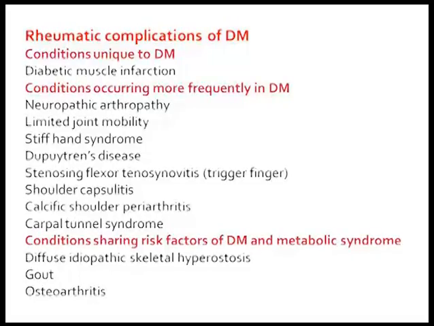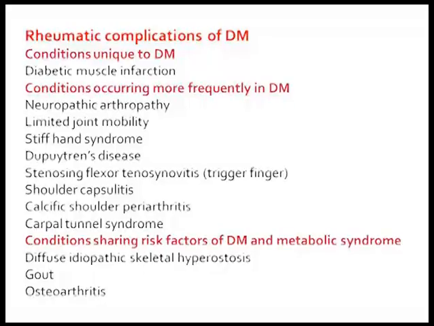So when we talk about rheumatic complications of diabetes, we can divide them into three groups. First is the complications which are unique only to diabetes. For example, diabetic muscle infarction is a condition which is seen only in diabetic patients, and I think the day before yesterday an article on this came in JAPI, the current issue of JAPI. One case has been reported. So it's not very common, maybe in the whole world about 100 cases have been reported, but it is there and we should know about it.